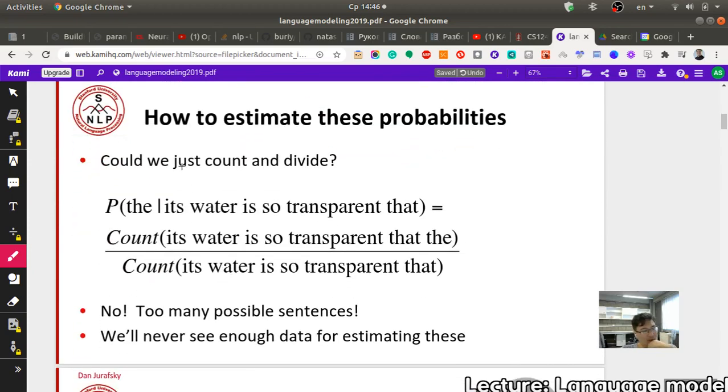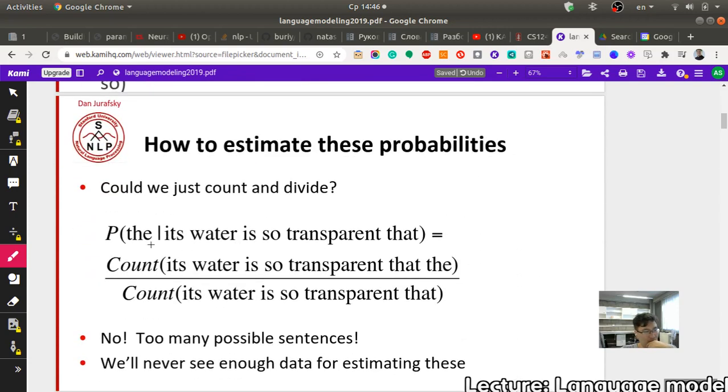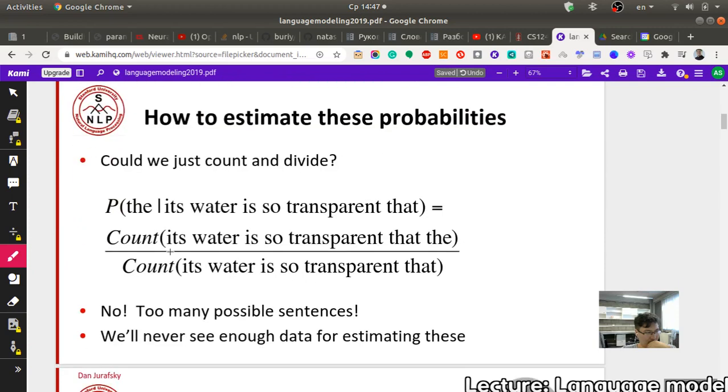We try to simplify by using the chain rule, and now it becomes something like this: the probability of its, the probability of water given its, etc. The next one, we can use something like this. We can say how possible it is that the goes after its water is so transparent that. We can count occurrences of its water is so transparent that the, since we have a very big amount of data in text, and we can divide by the occurrences of this one.